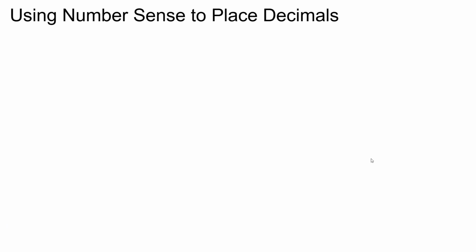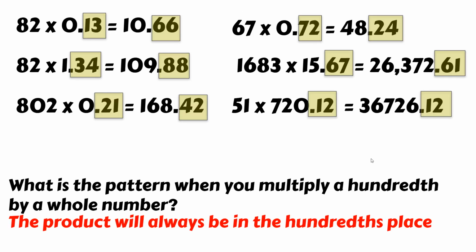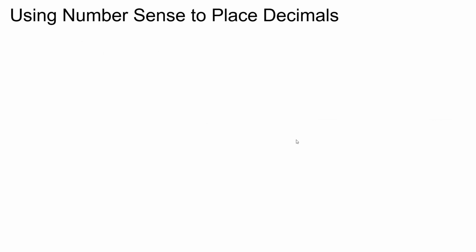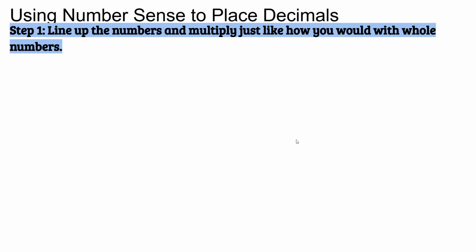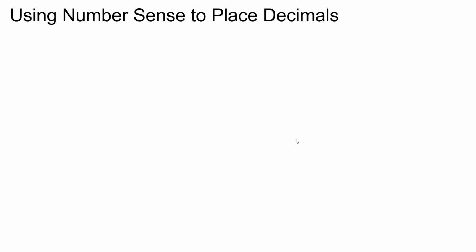All right, so how can we use what we just noticed in these patterns to help us with multiplying? You're not always going to have numbers that are small enough. 67 times 72 hundredths is way too large to be drawing 67 groups of 72 hundredths. So how can we use patterns to multiply decimals by whole numbers? We're going to use our number sense, what we just learned.